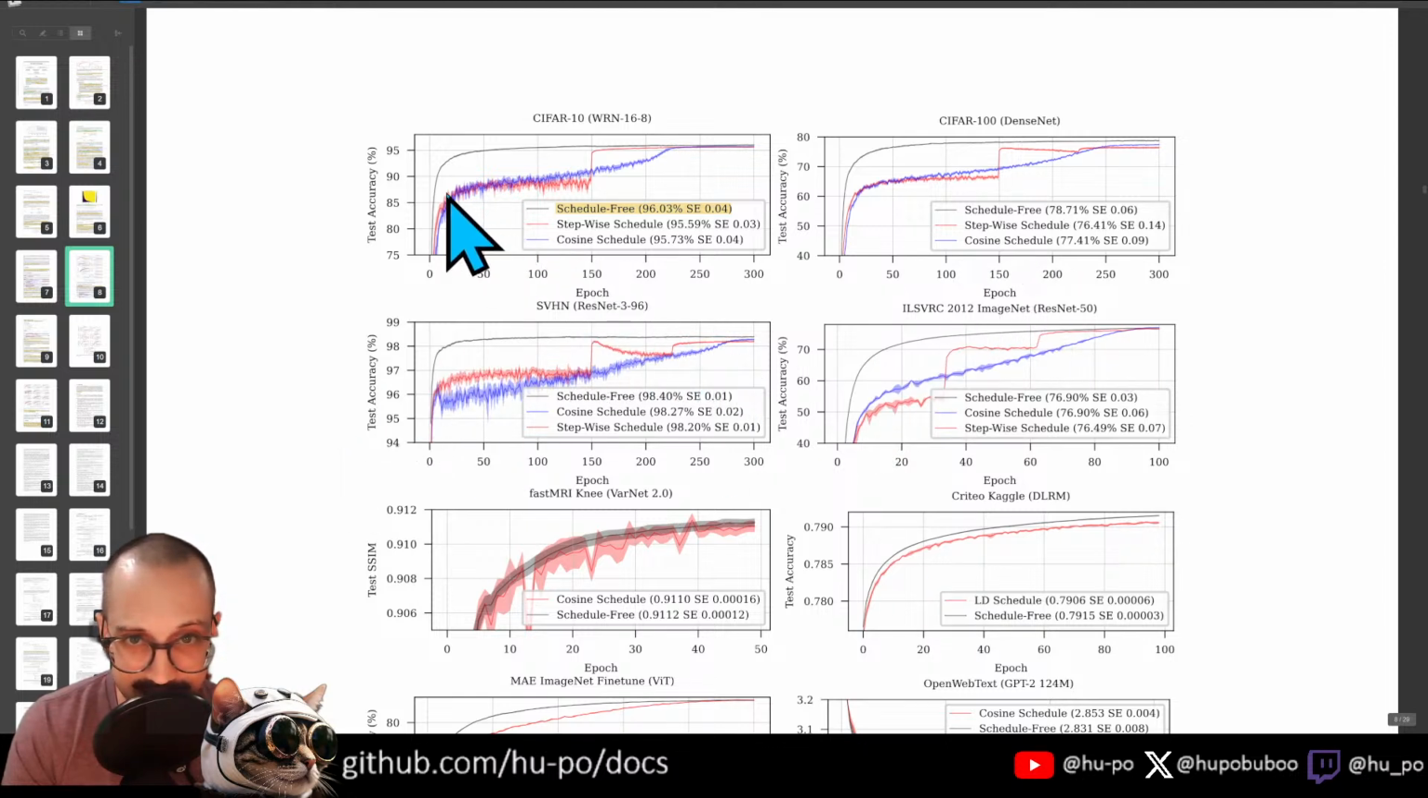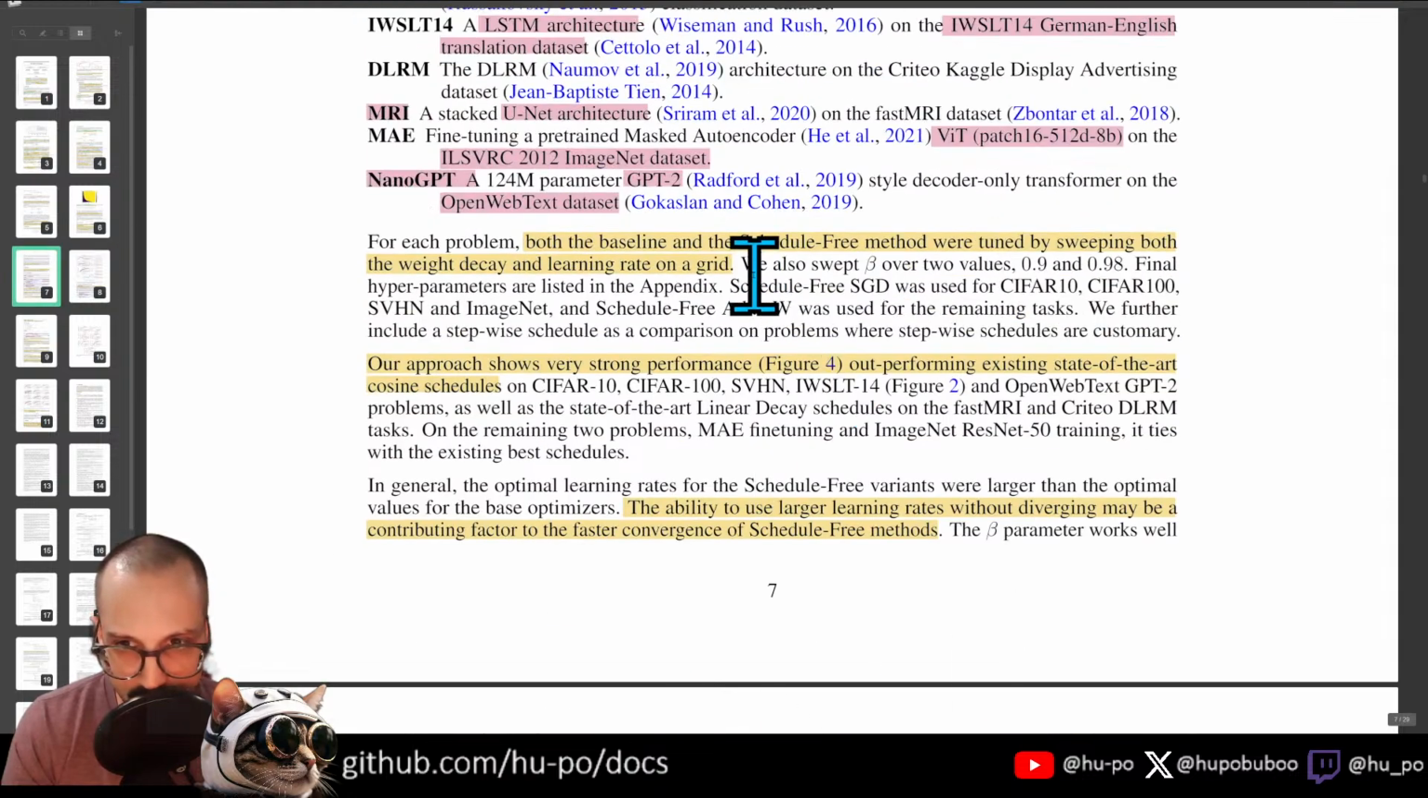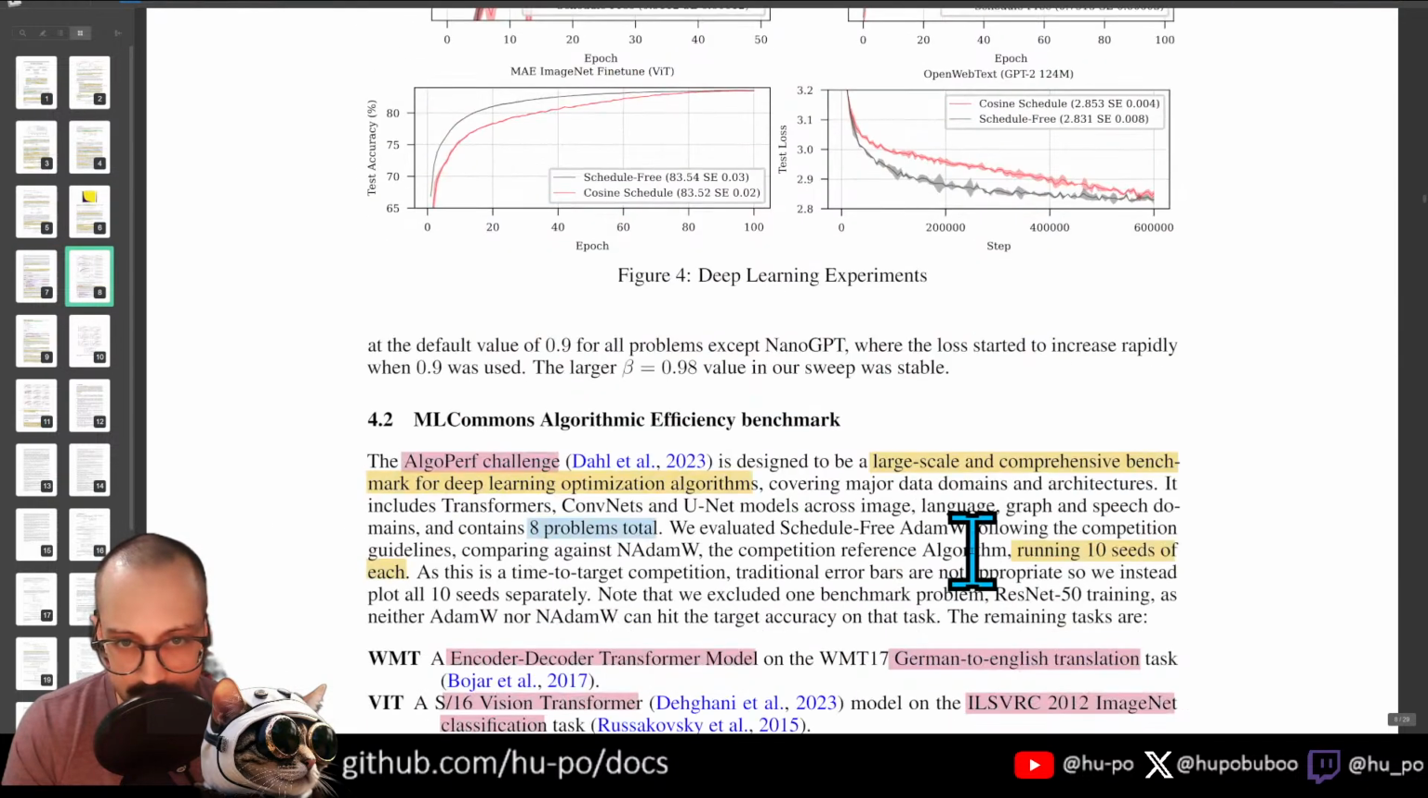Right? I'm used to seeing this type of thing where it's just jagged, but look at that. And there's almost zero variance there too, right? Whenever they do these sweeps, they're sweeping over a bunch of different values, and they're also using a bunch of different seeds, right?